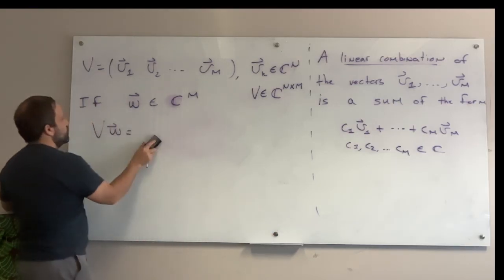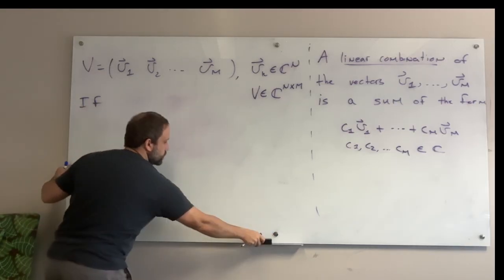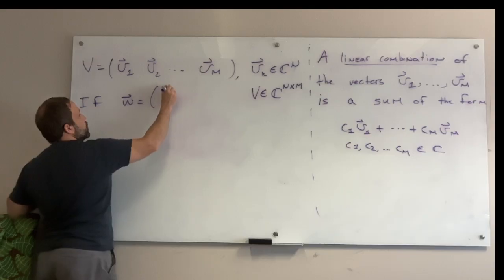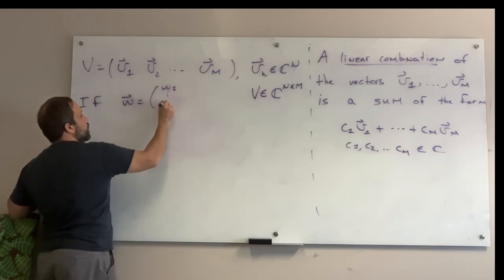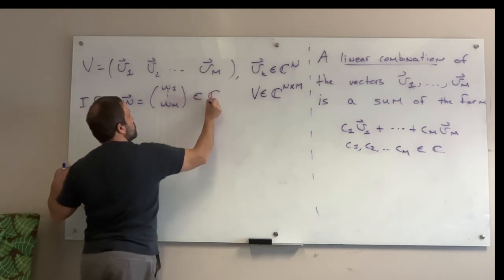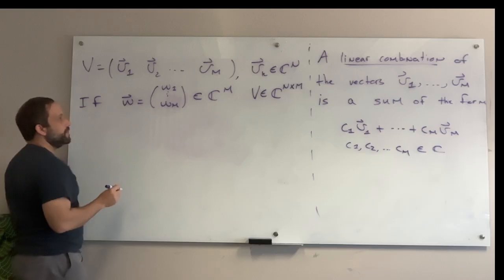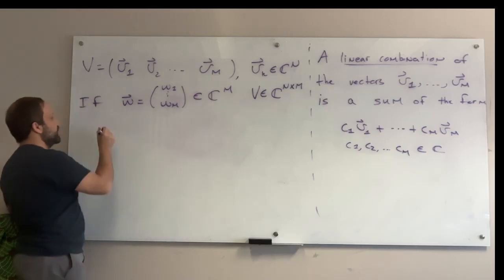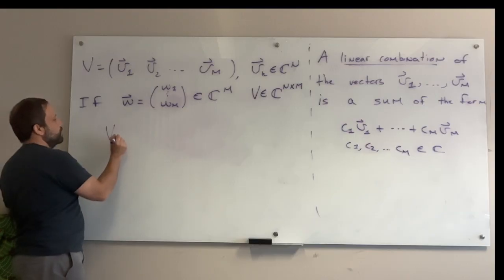Let me actually specify what I want to call the entries of W. So we say that W is equal to W1 through Wm. This is in m-dimensional complex space. So the m there and the m there, they're the same number. And then we define the product in the following way.